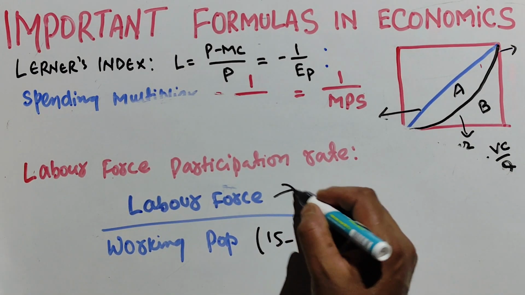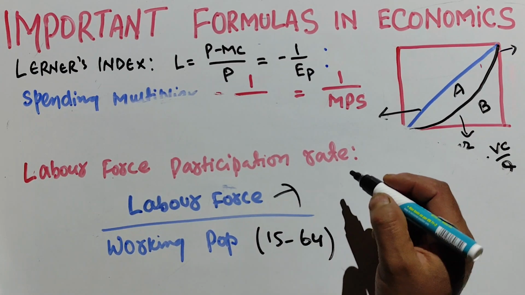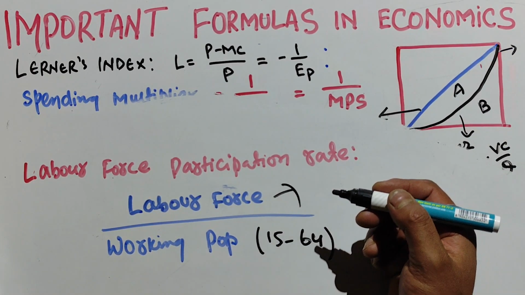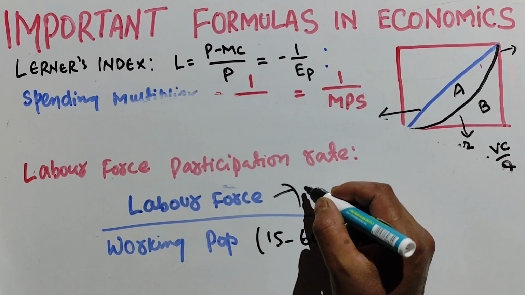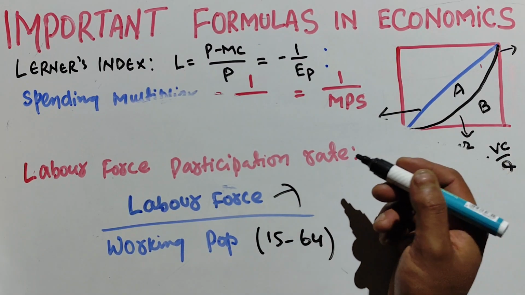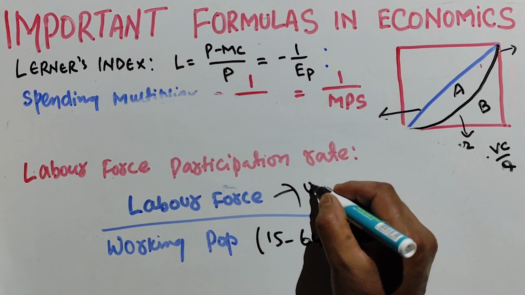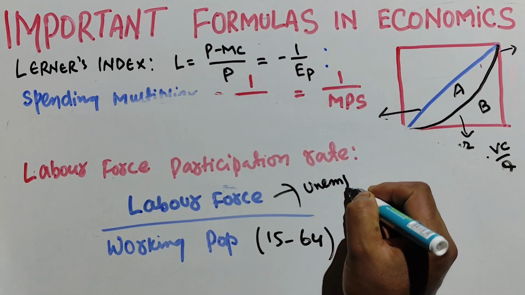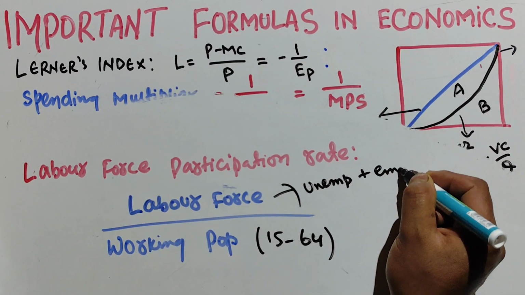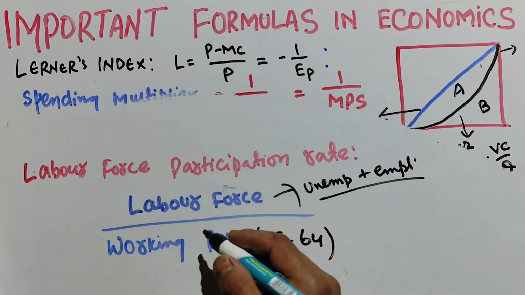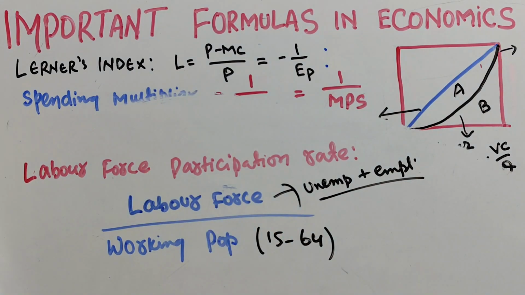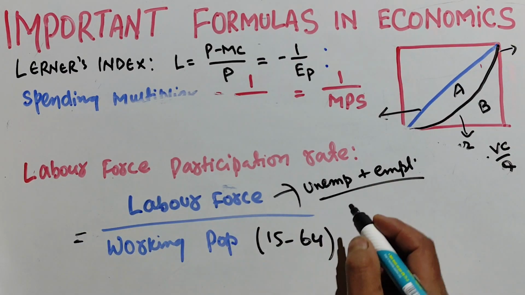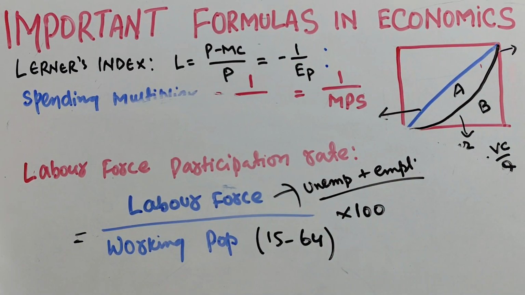And what is total labor force? Total labor force is equal to the unemployed plus employed people, which add up to the labor force. So the labor force participation rate is equal to this, and if we multiply it by 100, we get it into percentage form.